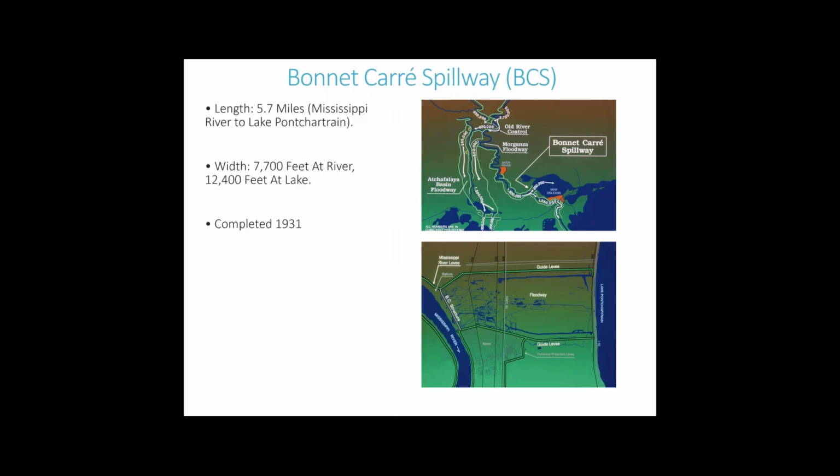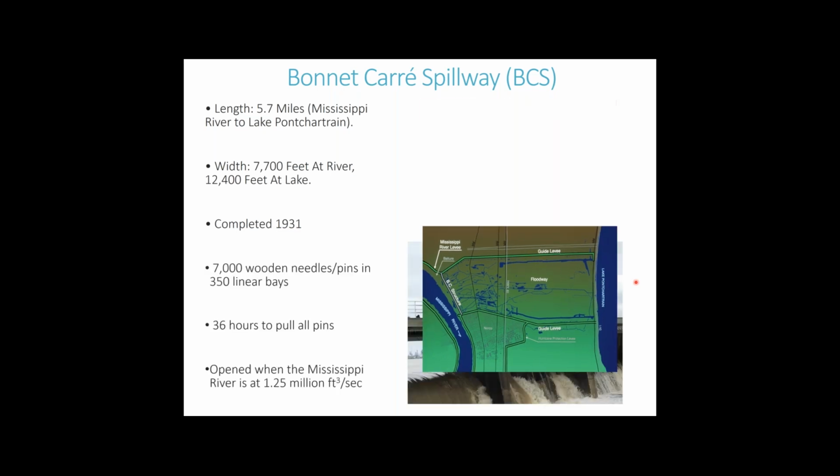So here's the spillway. Right here is the spillway. It's a few miles upstream of the city of New Orleans, upstream on the Mississippi River. At the river, it's about 7,700 feet wide. Here at the lake, it's about 12,000 feet wide. And this was constructed and completed in 1931.